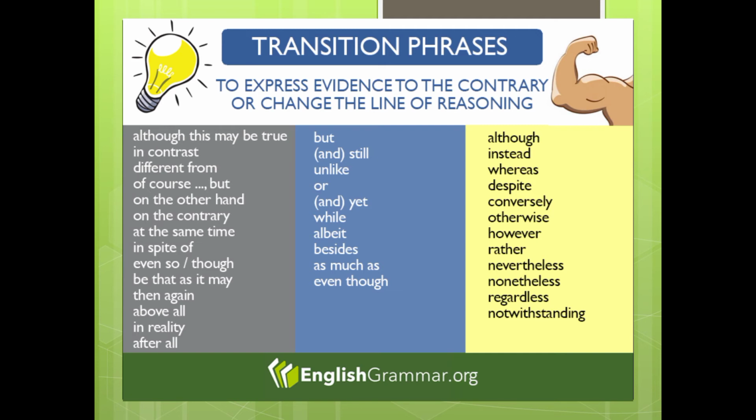Now we'll come to a few tips to write argumentative writing. The first one is transition phrases. This is a topic that we have touched before. The transitory words, if you remember, now here are a few transitory phrases to express evidence to the contrary or change the line of reasoning. Here these phrases or words are very, very important when you put across the counter arguments.